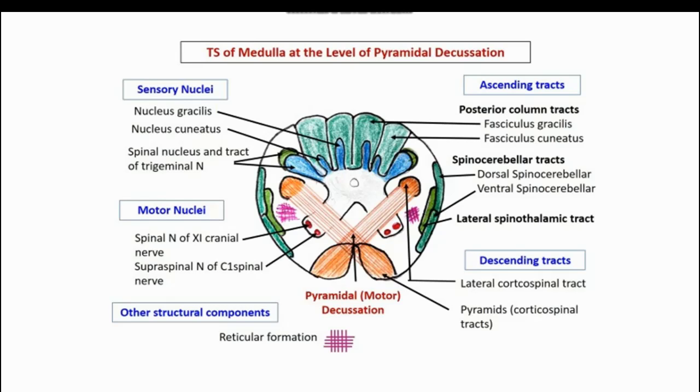We have seen the gray matter and the white matter, the nuclei which are in the gray matter, and the fasciculi and the tracts in the white matter at different levels of the medulla oblongata, that is at the level of pyramidal decussation, at sensory decussation, and at the level of the olive.